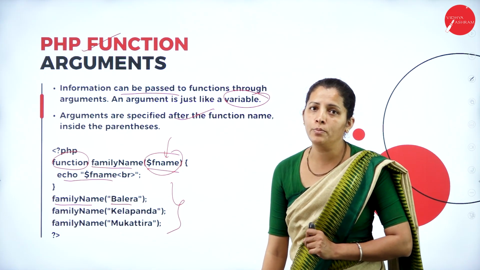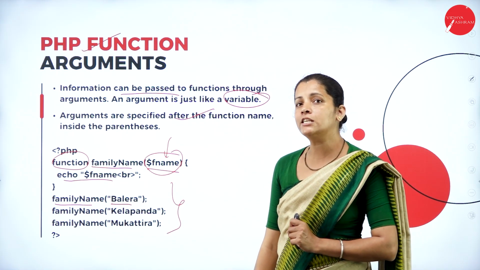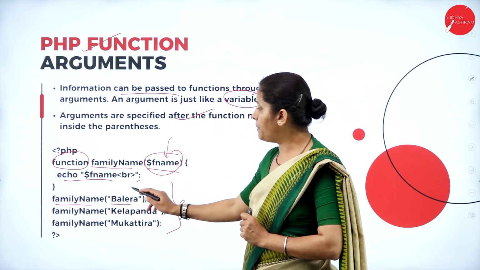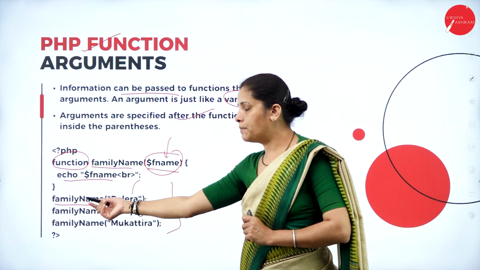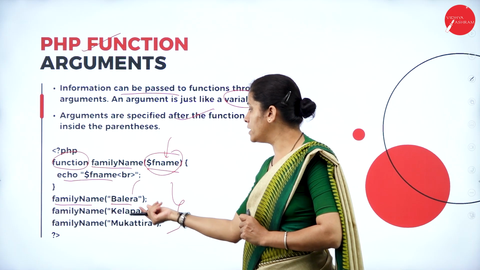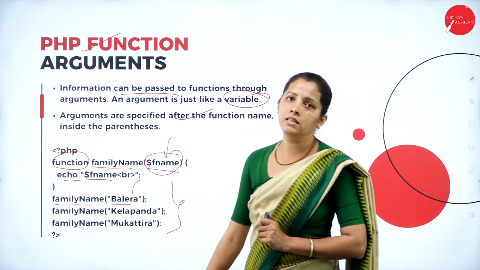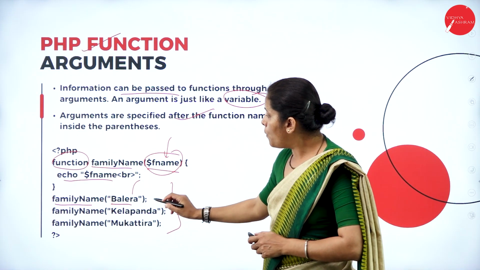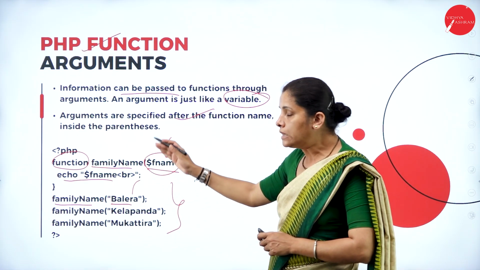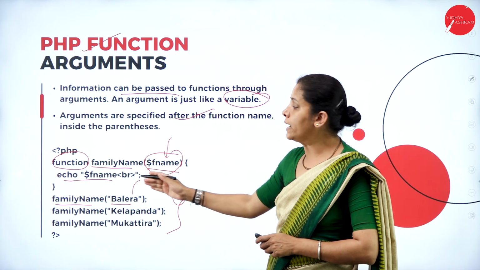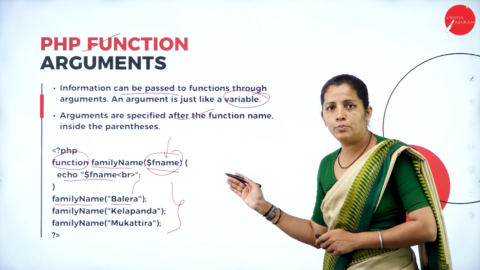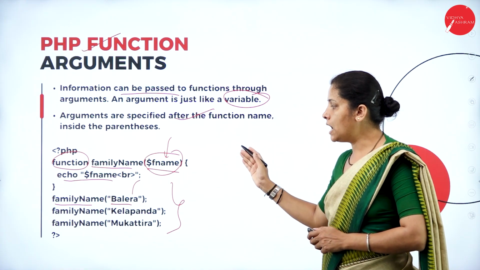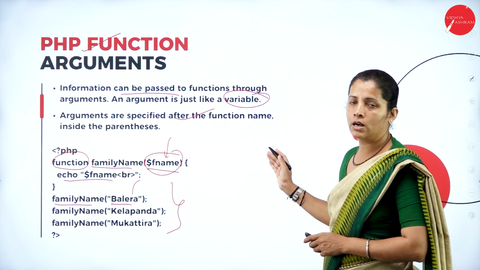What kind of argument am I passing? That is nothing but a string argument. So I'm passing Balera, and I'm passing the family names Kelapanda and Mukkatira. When I execute this PHP code, what output do I get? I get the output Balera, Kelapanda and Mukkatira.